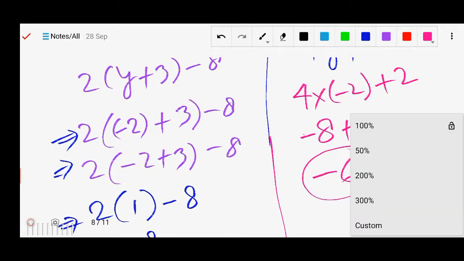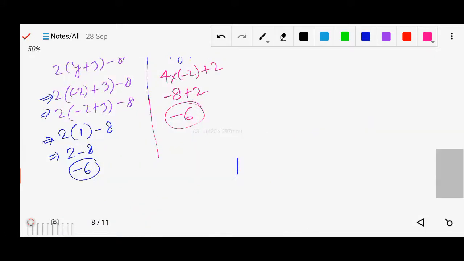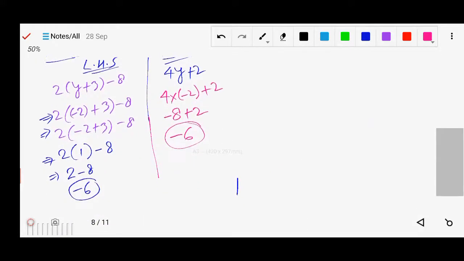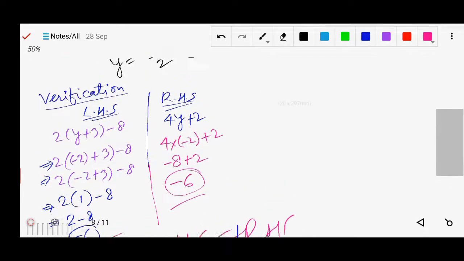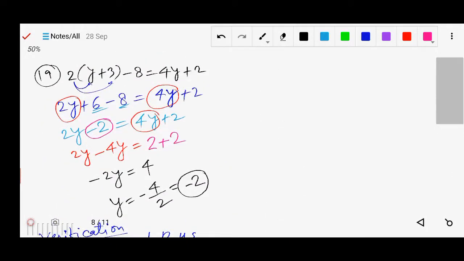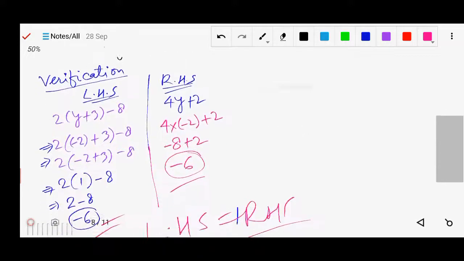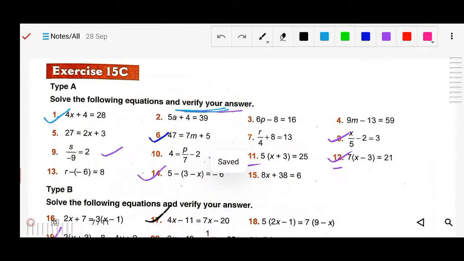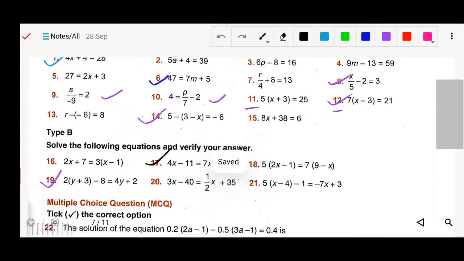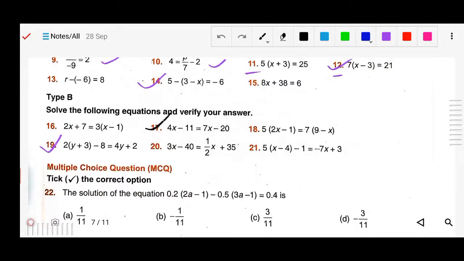Okay, so both sides are equal. Right hand side equals left hand side. So our verification is correct. You can check both sides are equal. Okay, so LHS equals RHS. So first we found the value of y, then after we checked it, our solution is correct. Okay. Now one more question. Here, okay, 20 I am going to solve. Okay, 20.